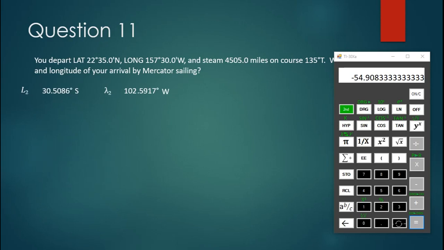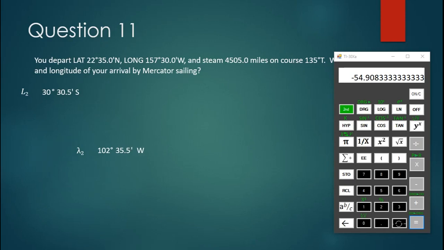So now we actually have the answers. We just need to convert that decimal back to degrees and minutes. So the way we do that is just bring the 30 down and multiply that decimal times 60. Here we have 30.5. So that's going to be 30 degrees, 30.5 minutes south. We'll drag the lambda 2 down here and do the same thing to it. 102 degrees, that 0.5917 times 60 comes out to 35.5.